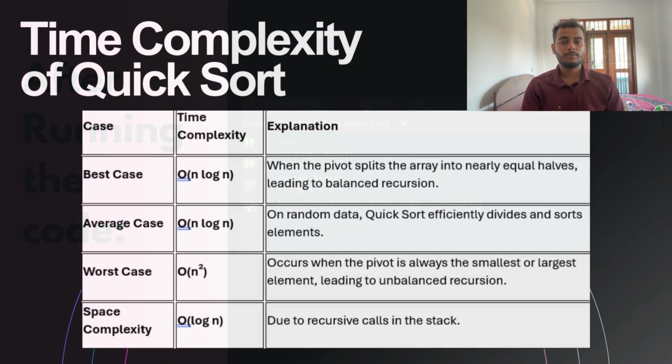Let's look at the time complexity of quicksort. The best case is when the pivot splits the array into nearly equal halves, leading to balanced recursion. The average case is on random data, where quicksort efficiently divides and sorts elements. The worst case occurs when the pivot is always the smallest or largest element, leading to unbalanced recursion. Space complexity is due to recursive calls on the stack.